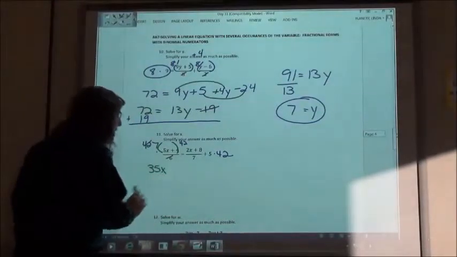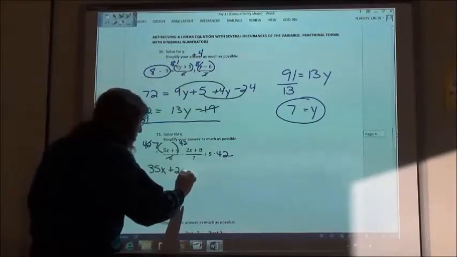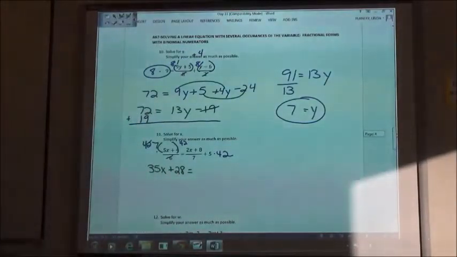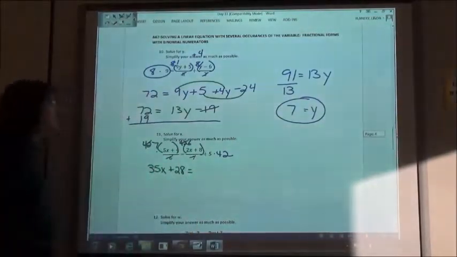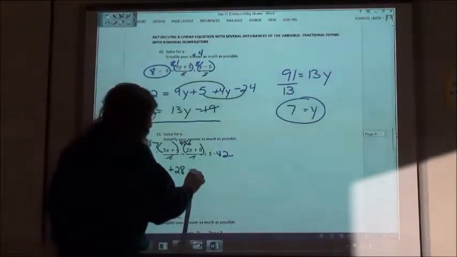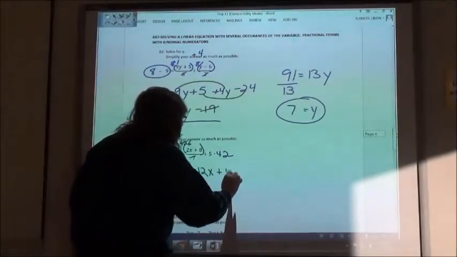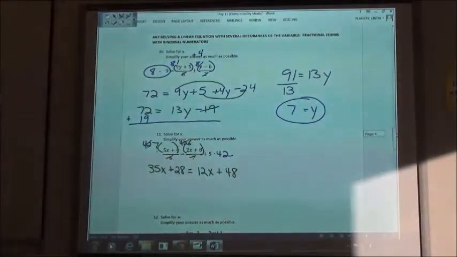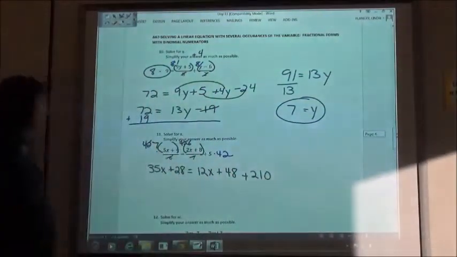So it would be 35x plus 28. Second fraction, you said 6. 7 goes in there 6 times. So we're going to take 6 times both things on the top of that fraction. 12x plus 48, and then we have to take 5 times 42. No canceling on that one. 210. Plus 210, exactly.